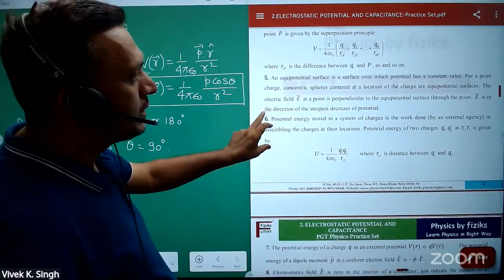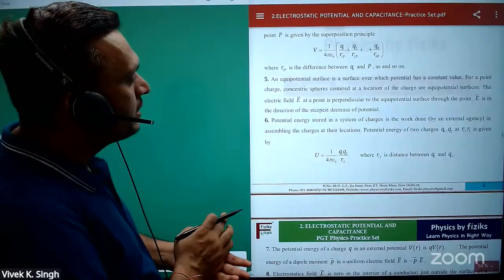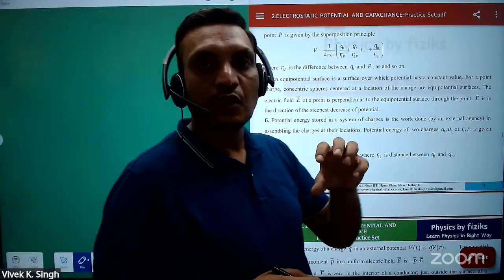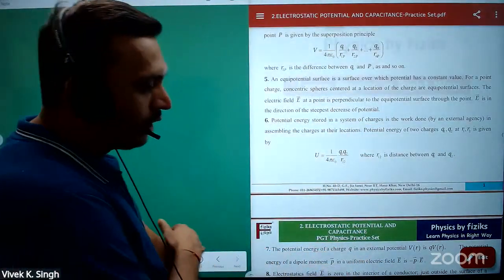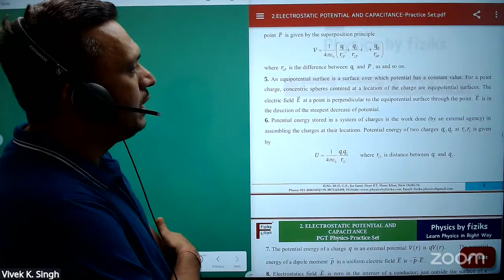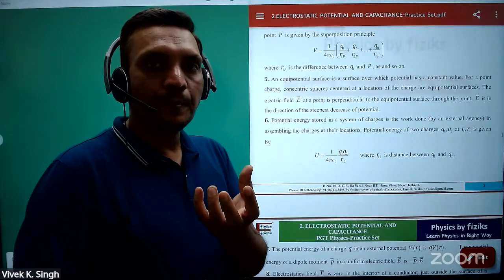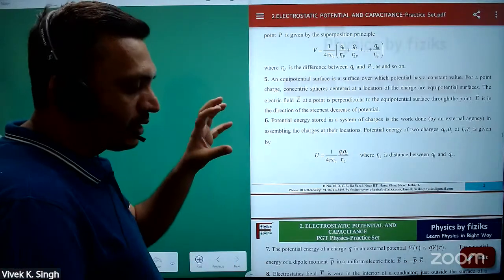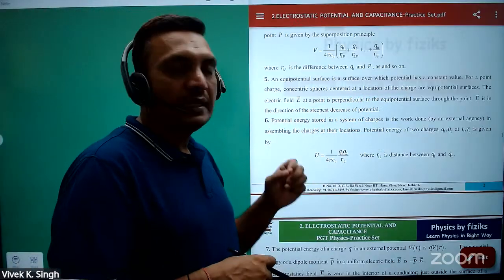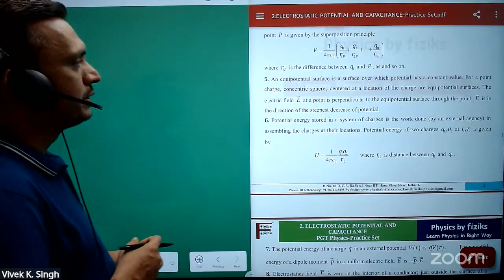Now, what is an equipotential surface? An equipotential surface is a surface over which potential has a constant value. When on a particular surface the potential is constant, that is called an equipotential surface. For example, if you have a point charge Q and you draw a concentric sphere centered at the location of the charge, it is an equipotential surface.